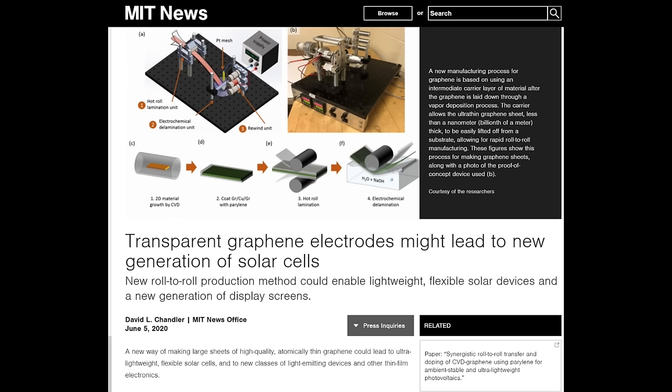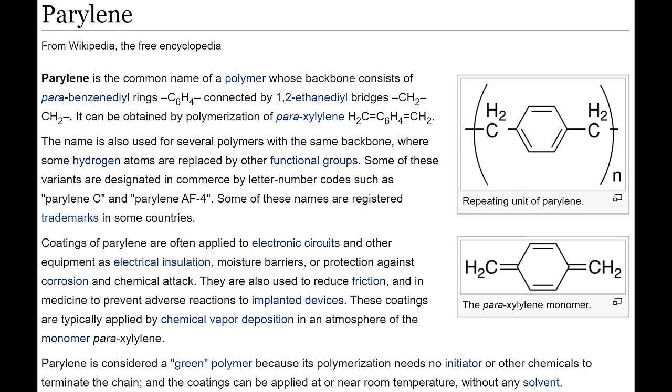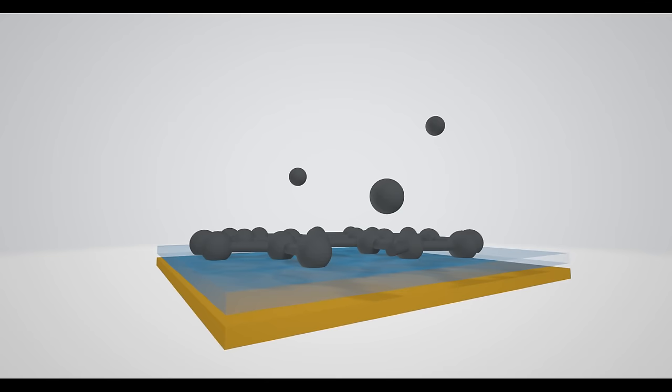However, researchers from MIT published a paper a few weeks ago that claims to have solved the sticky graphene problem. They first grow a layer of Parylene on the copper plate using CVD. Parylene is a polymer coating used in the electronics industry, so it's not anything exotic. After the Parylene layer is grown, then the graphene layer is grown on top of it.